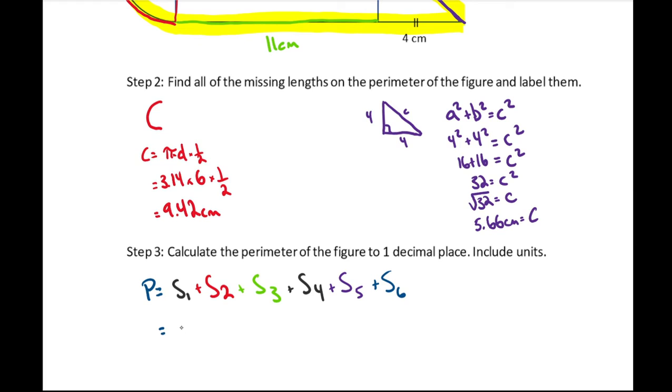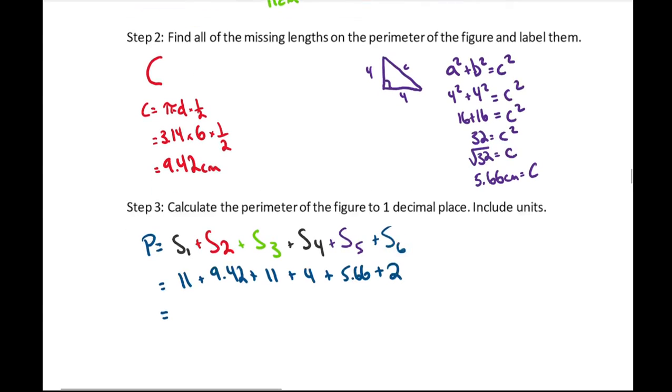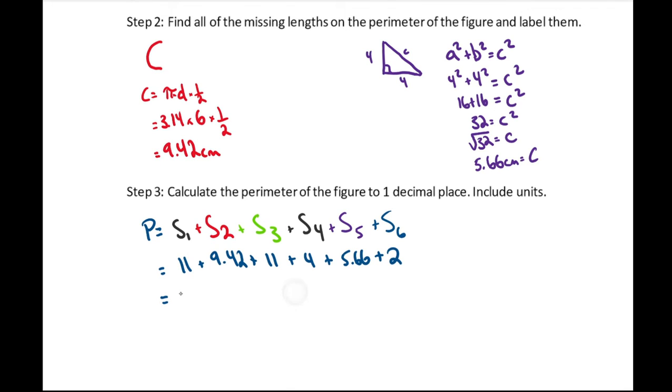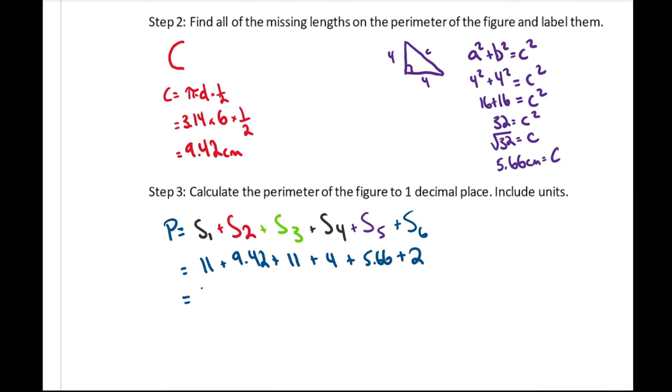So we add up all our sides. So we have 11 centimeters plus 9.42 plus 11 plus 4 plus 5.66 plus 2, and we add all those up to get our final perimeter. And when you add all these up, you should get roughly 43.08. It does want us to round to 1 decimal place.